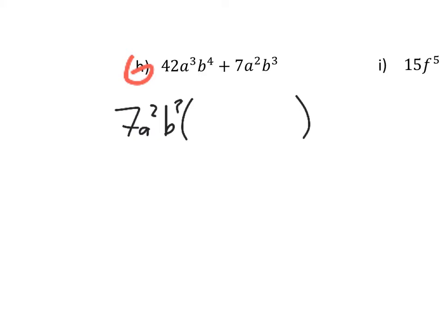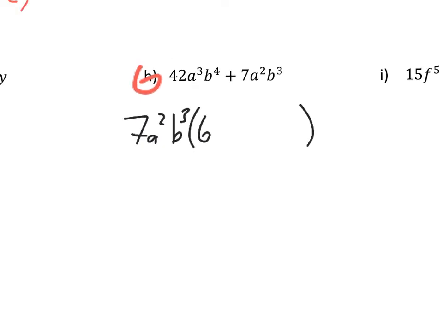Now I'm strictly dividing. 42 divided by 7 is 6. a to the third divided by a squared is a to the first, or just a. b to the fourth divided by b to the third is just b. Still didn't change my symbol. 7 divided by 7 is 1.